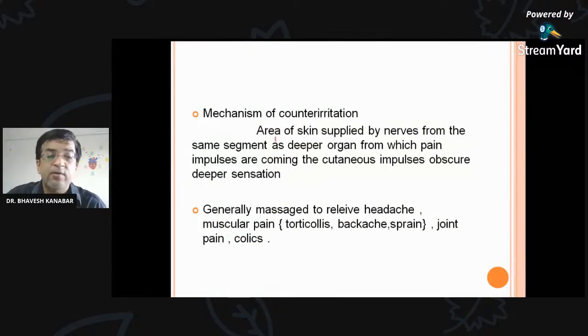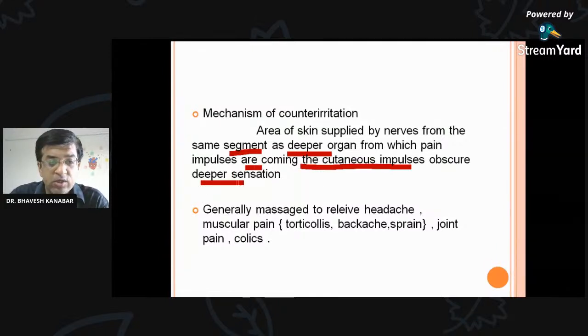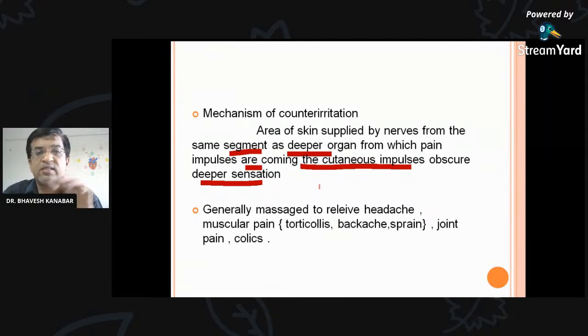The mechanism of a counter irritant: the area of skin supplied by nerves from the same segment as the deeper organ from which pain impulses are coming; the cutaneous impulse obscures the deep sensation. Simplifying, some areas of the skin and a deeper organ are supplied by the same segment of the nerve. That is the basic anatomy and physiology.